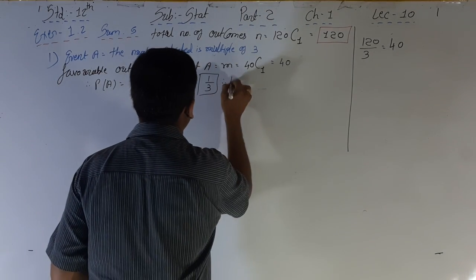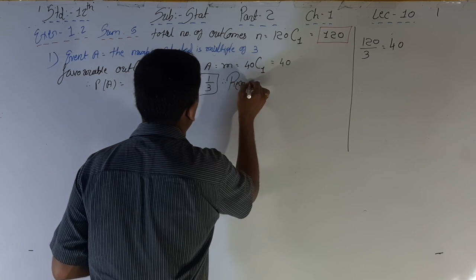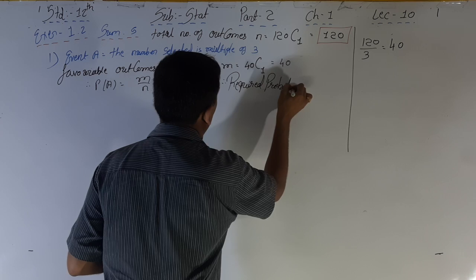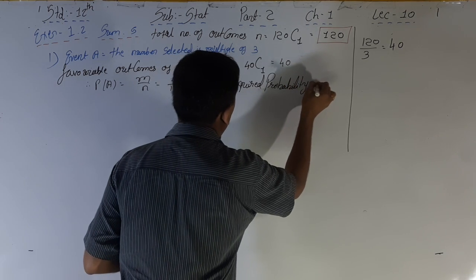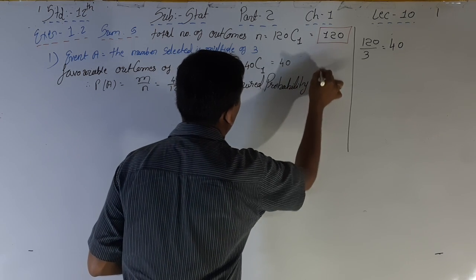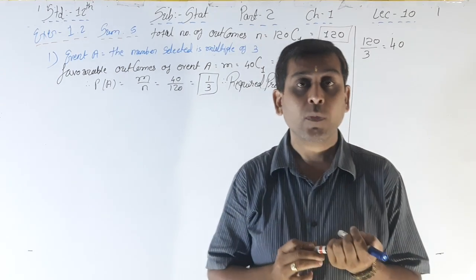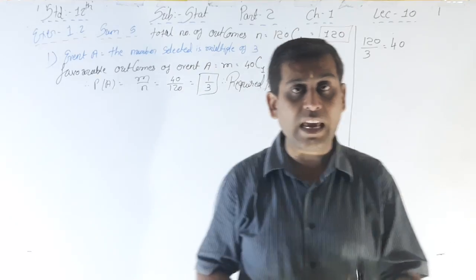So the required probability is equal to 1 by 3, which is your final answer for event A. Okay, so here event A is over.